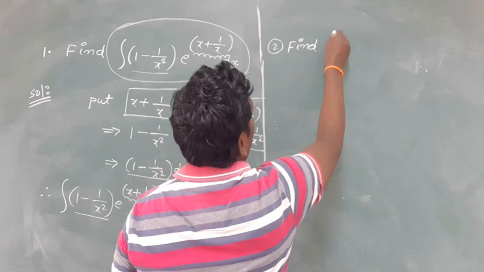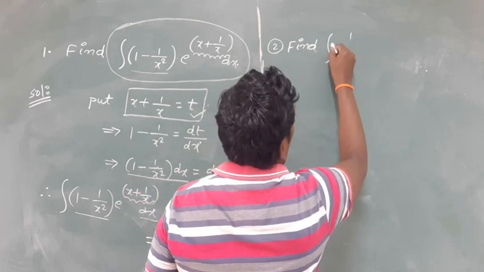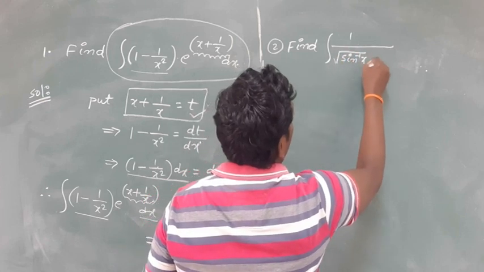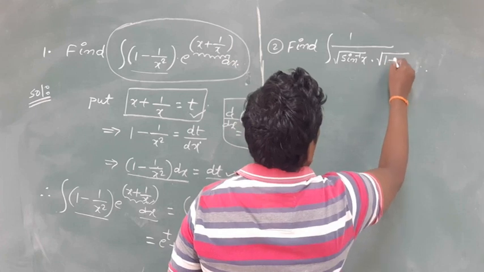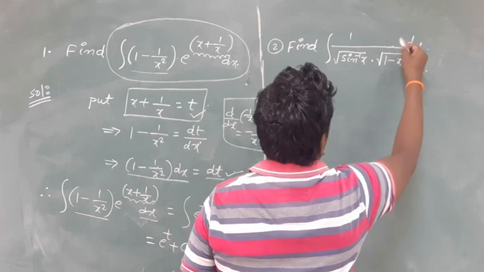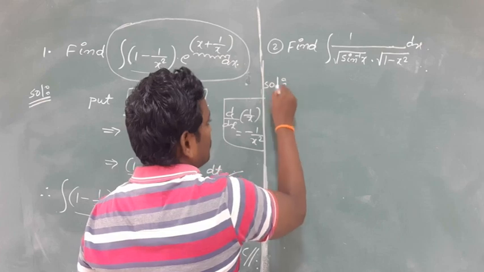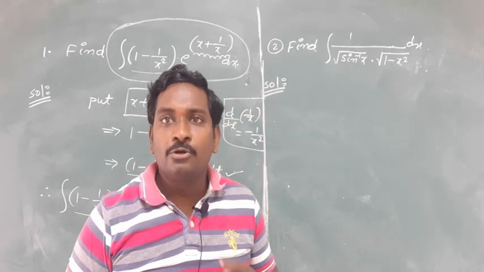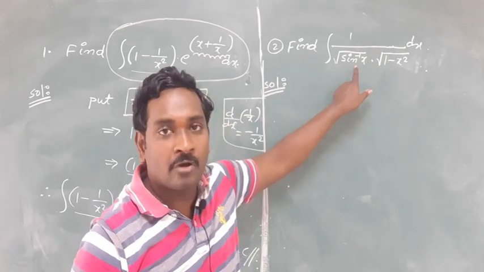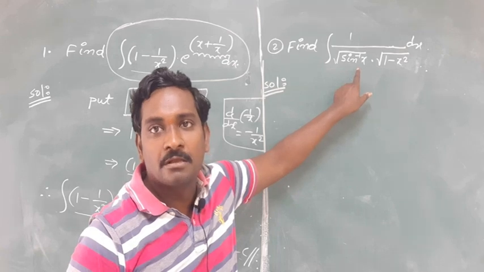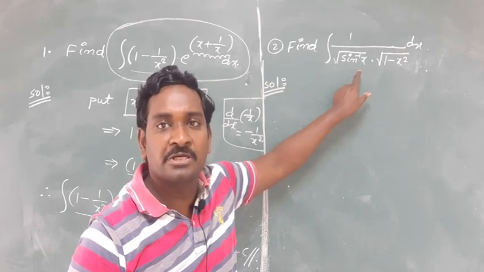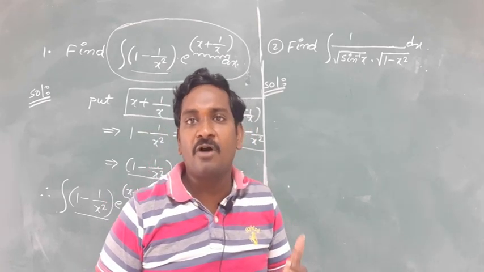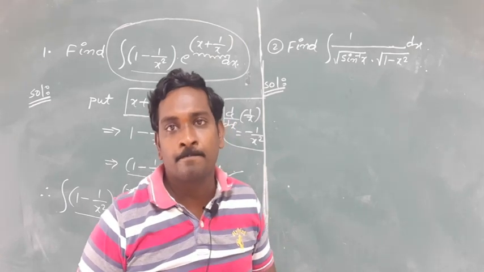Find the integration of 1 by root over sine inverse x into root over 1 minus x square dx. Here also we are observing one thing: we do not have any direct formula for this type of integration. So we should use a suitable substitution. What is the suitable substitution? Just by eye contact we can easily identify what the substitution is here.